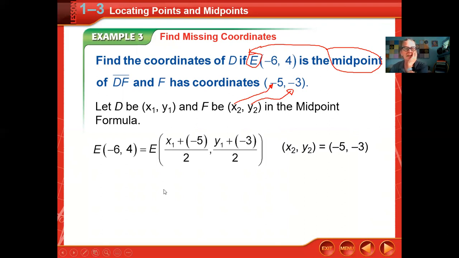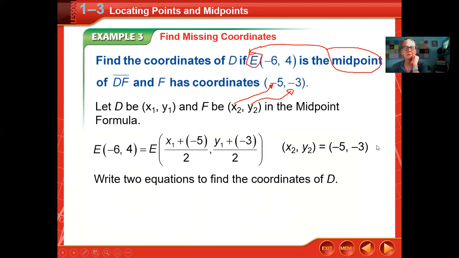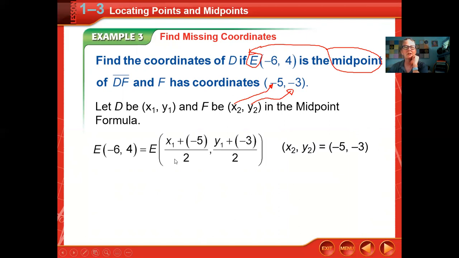What have they done? You know what they did? They said, okay, well, I have the answer. The answer is -6, 4. I already know the midpoint. The X coordinate of the midpoint, let me see if I have it there. Okay, good. So the X coordinate of the midpoint is -6. I'm just missing one of the endpoints. Remember the endpoints versus the midpoint.